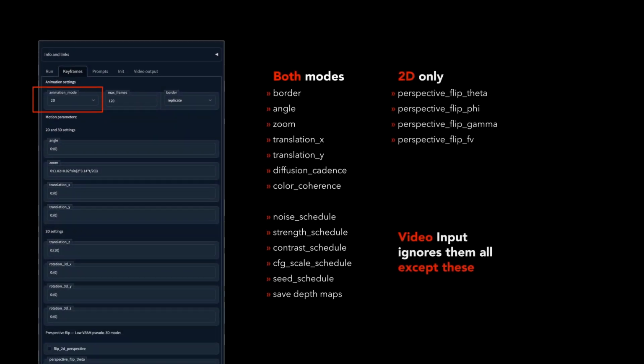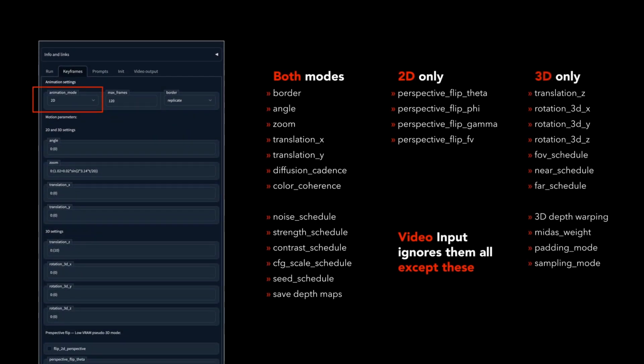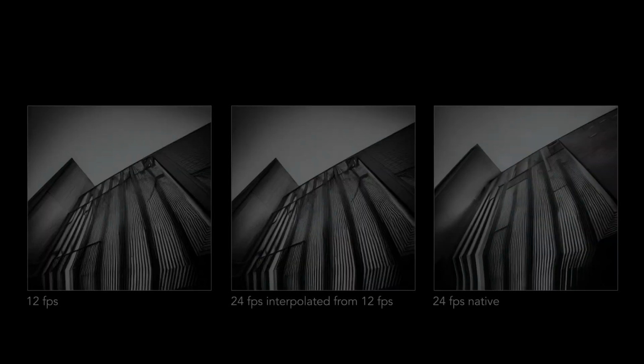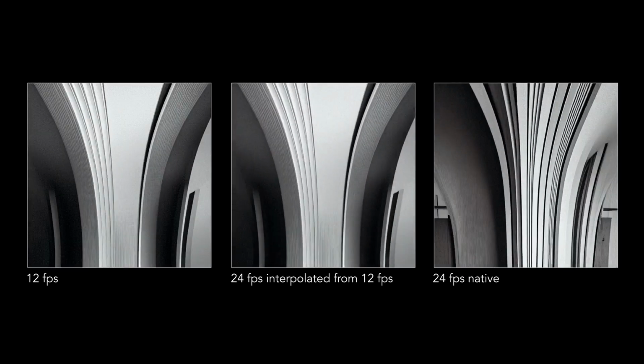In this section, we will take a look at how different parameters are influencing the generation of new frames. The animation mode drop-down menu lets you choose between 2D, 3D, and video input. Depending on what mode you choose, some input fields are being ignored when running the animation generation. We're going to look at the relevant fields for each animation mode in another part. The max frames input field determines how long your animation will be. To define the length in seconds, you first need to know what frame rate in frames per second you want the final video to have.